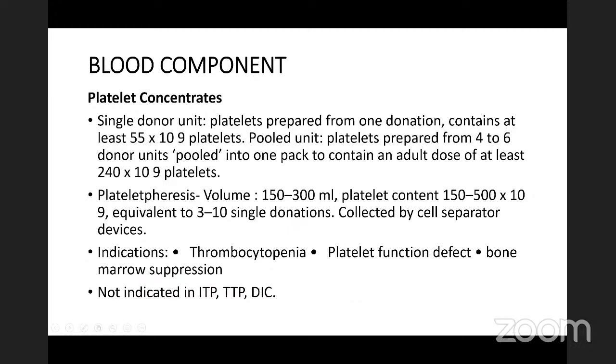The blood components used for abnormal coagulation include platelet concentrates, which can be single donor units, prepared from one donation; pooled units, prepared from 4 to 6 donor units pooled into one pack to contain an adult dose; and platelet pheresis, which is collected by a cell separator device and is equivalent to 3 to 10 single donations. Platelet concentrates are indicated in thrombocytopenia, platelet function defects, and bone marrow suppression. They are not indicated in ITP, TTP, and DIC.